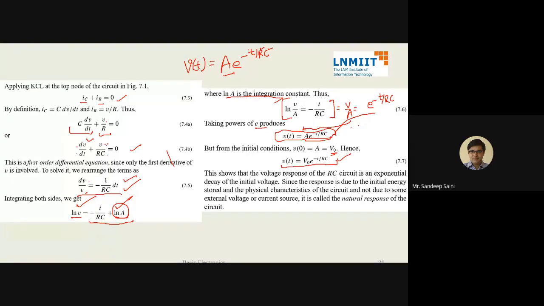And how did I get that? I will simply put t equal to 0. That means V of 0 is A times e raised to the power 0, and e raised to the power 0 is 1. So what is the value of A? A is the value of the voltage at time t equal to 0, and that is V naught. That is how I got the value of A. Any problem to any student in this?